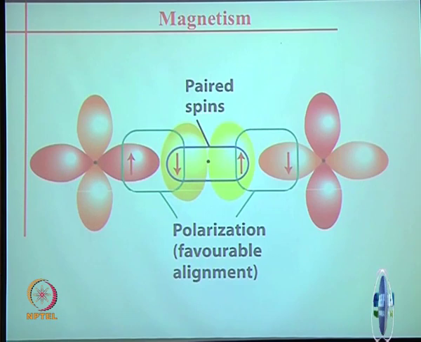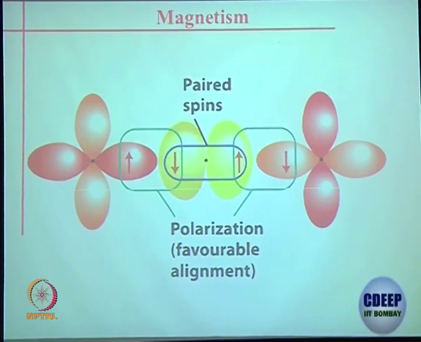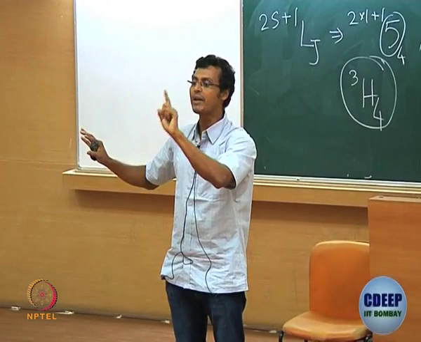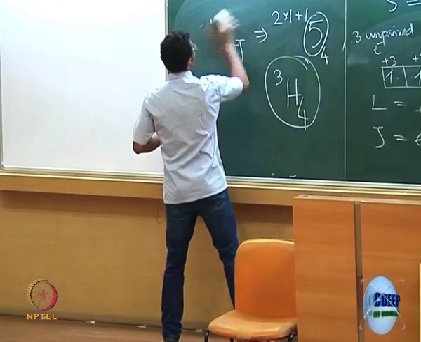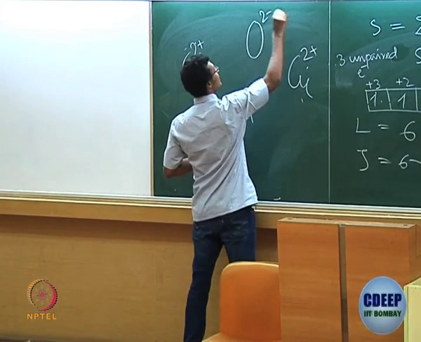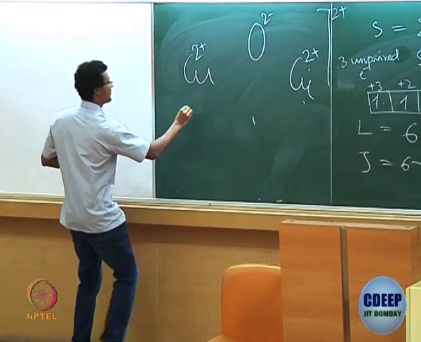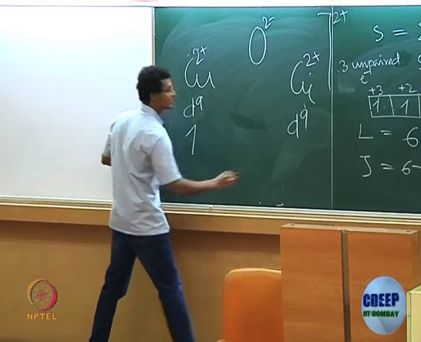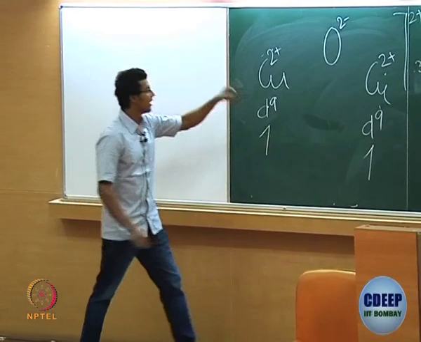Since they are bridged by a second ligand, let's say oxide, O2 minus, it has two unpaired electrons. Let's say you have copper 2 plus, oxide, copper 2 plus. Copper 2 plus is d9, one unpaired electron. Oxide, two unpaired electrons, and then another copper 2 plus, another unpaired electron. Let's say copper, oxide, copper, 2 plus, 2 minus, 2 plus, the net charge is going to be 2 plus, it doesn't matter. Now this is a d9 electronic configuration, and this is a d9 electronic configuration, one spin up, one unpaired electron, one unpaired electron. Oxide is having two unpaired electrons.